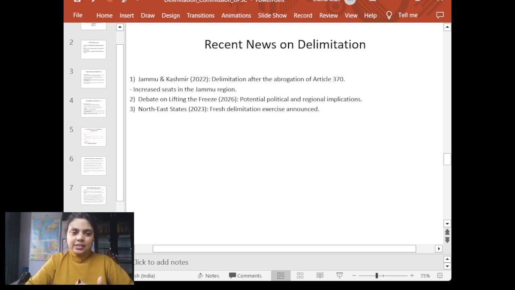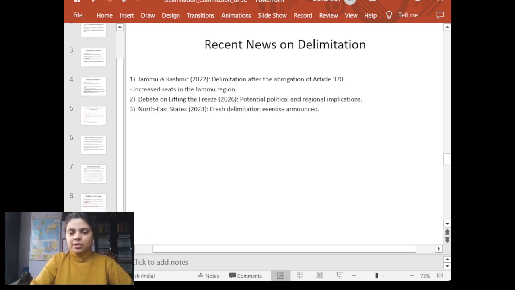Relevance in recent news: I already said that in the northeast states we can see the fresh delimitation commission exercise has been announced in the year 2023, and we are trying to lift this freeze after the 2026 census. And we have seen that once Article 370 was enacted, Jammu and Kashmir has been given more seats in the Lok Sabha, I could say.